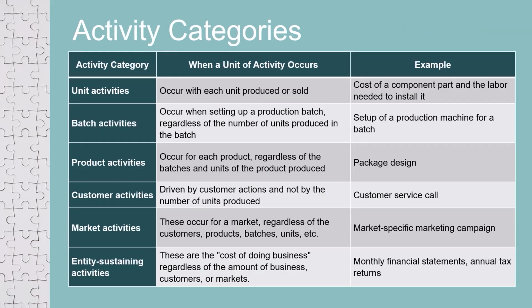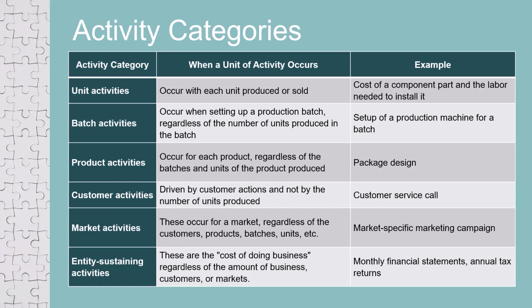Activities can be categorized by what causes each unit of activity to occur. Here is a table of sample categories. Unit activities occur with each unit produced or sold. Examples are the cost of a component part and the labor needed to install it. Batch activities occur when setting up a production batch, regardless of the number of units produced in the batch. An example is the setup of a production machine for a batch.